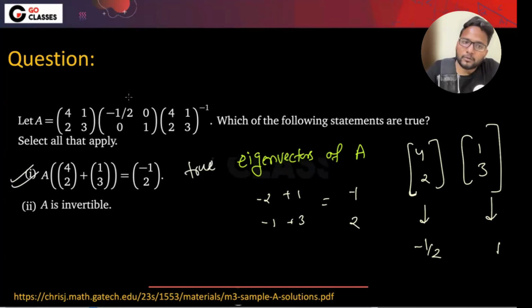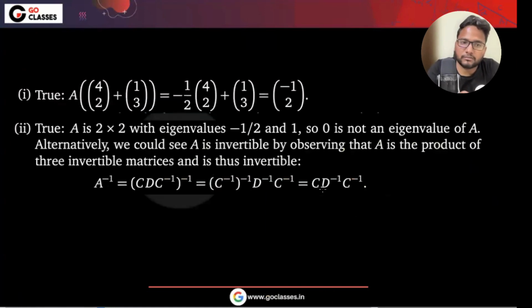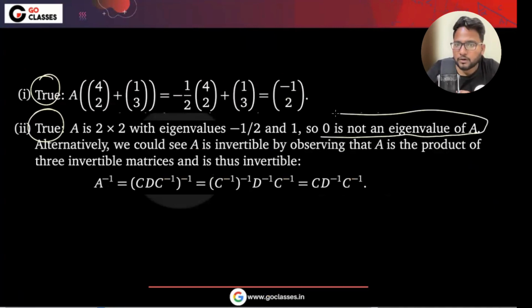Is A invertible? What do you think? Using the eigenvalues, can you tell me? Yes, this is invertible, right? So basically this is also true. It is an easy question, so both are true. 0 is not an eigenvalue of A, and that's why it is invertible. We can also see that A is invertible by observing that A is a product of invertible matrices. Yeah, that's also fine.